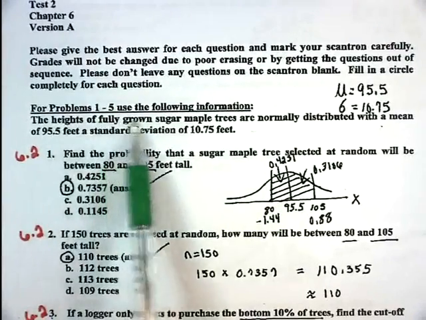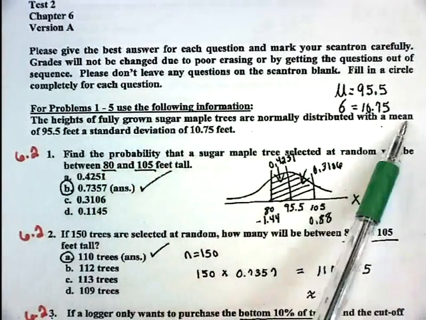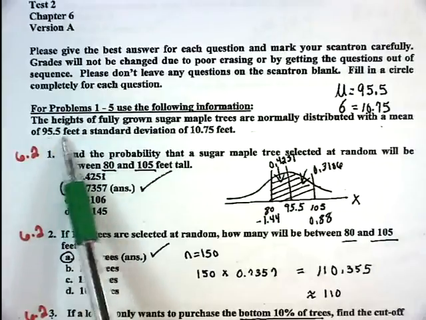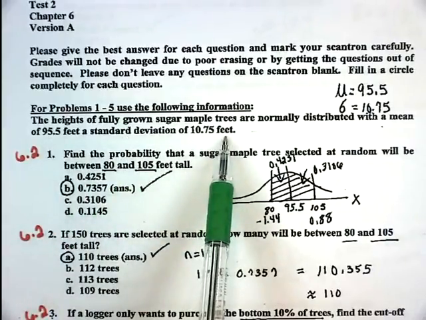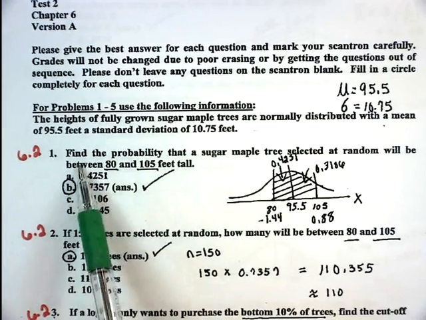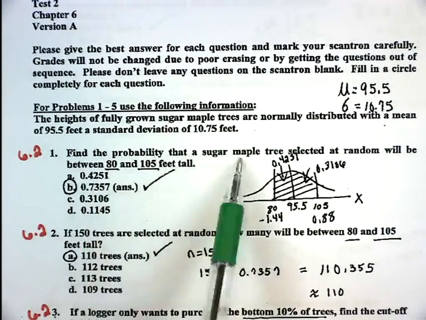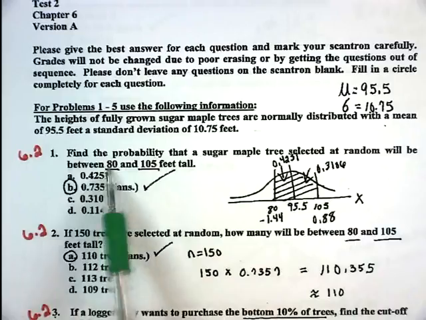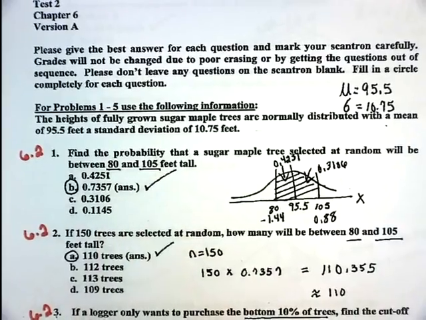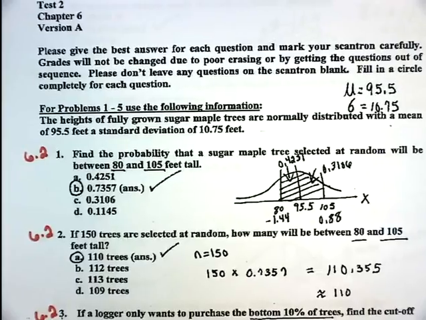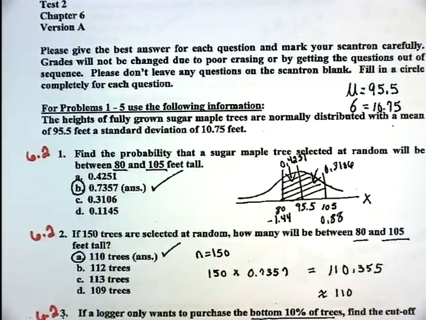The heights of fully grown sugar maple trees are normally distributed with a mean of 95.5 feet and a standard deviation of 10.75 feet. Question 1. Find the probability that a sugar maple tree selected at random will be between 80 and 105 feet. So, this is a normal distribution. The variable x is height. And so this problem is coming from section 6.2.